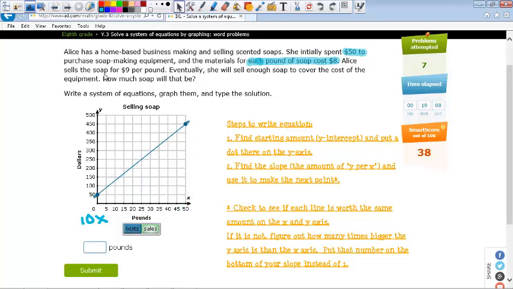And her sales, she sells the soap for $9 per pound. How much money would she start out making if she sold 0 pounds of soap? That's right, she would make $0 for 0 pounds of soap. So we start there, and $9 per pound, we're going to go up 9 over 10. So where the two lines cross is 50 pounds.